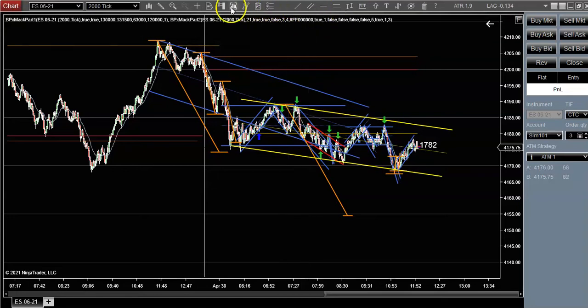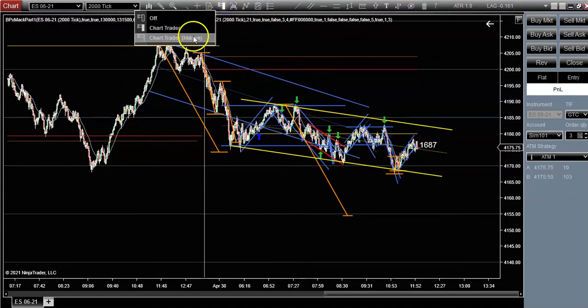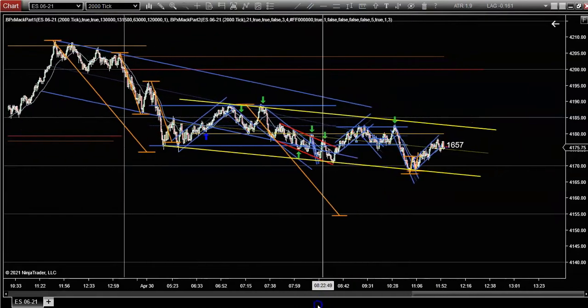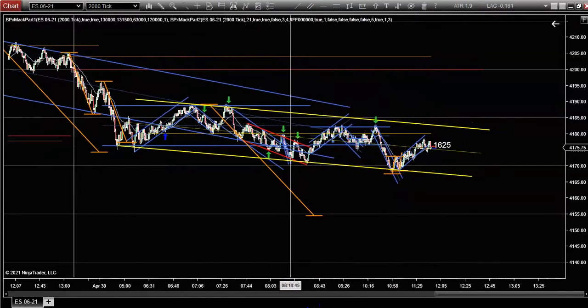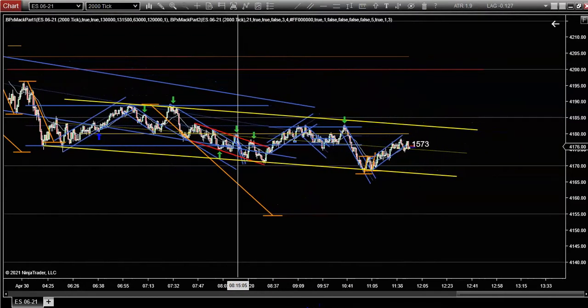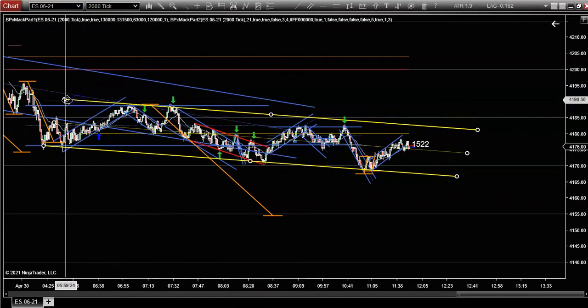All right, let me take this chart trader off. And here's what we're looking at for the day. Really, the day started around about here. So we're really just looking at a downward trend.